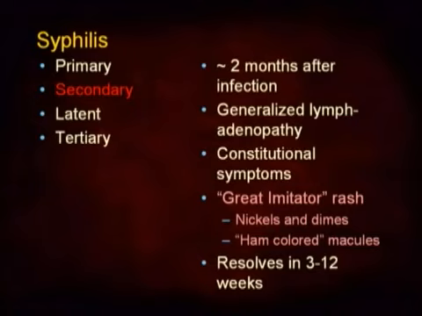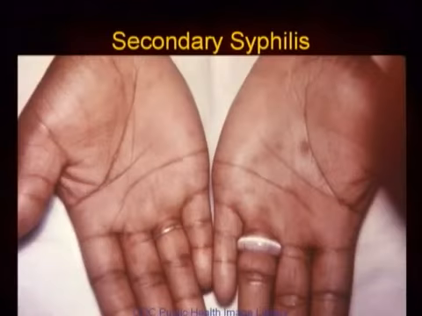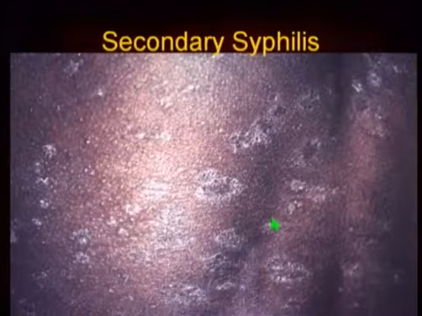Nickels and dimes and those ham-colored macules describe the places that you can see on patients' palms that are typically kind of a pinkish color, but a number of different eruptions, including a pityriasis rosea-like eruption, are common in secondary syphilis. This too resolves on its own, even without treatment, in about 3 to 12 weeks. Treatment here again, penicillin. So here are some palms with those ham-colored macules, kind of a pinkish tan color on the palms, and can be seen on the soles as well.